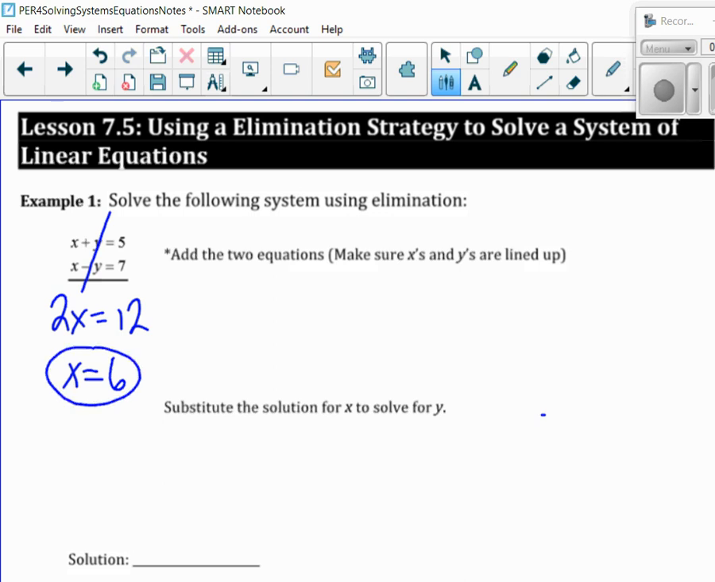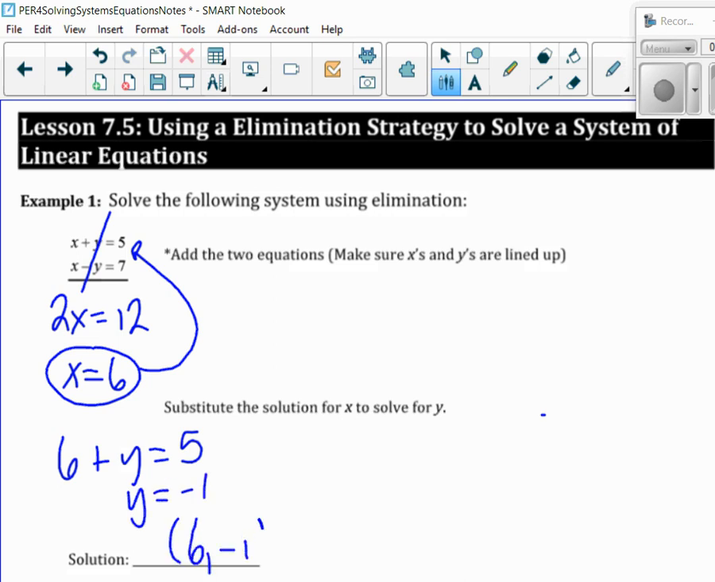Once I solve for one of the variables, it's essentially just like substitution after that. You just sub it into another one. So I can sub it into the first one. I get 6 plus y equals 5. So do you see what I did? I put 6 in for x plus y equals 5. So then I get y equals -1. So my solution is 6, -1.